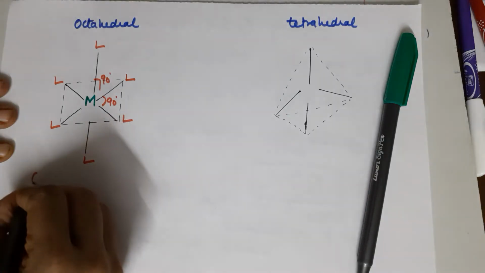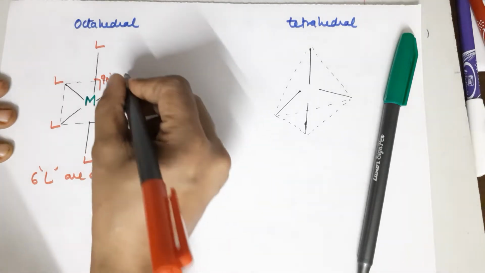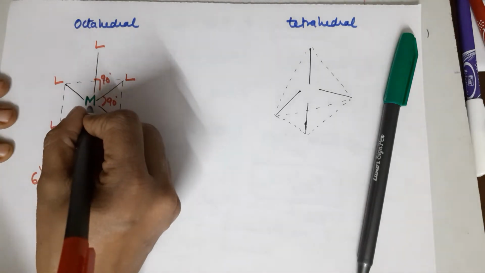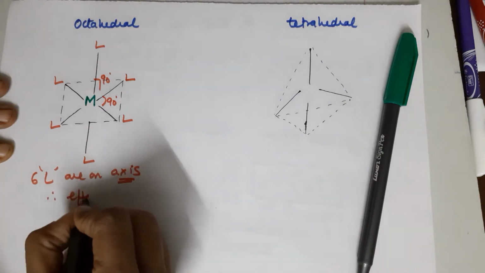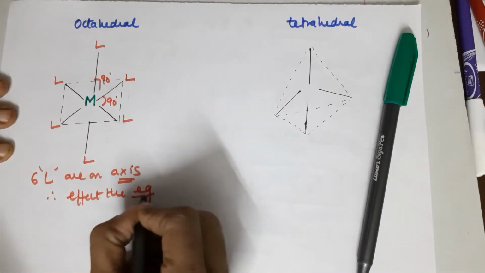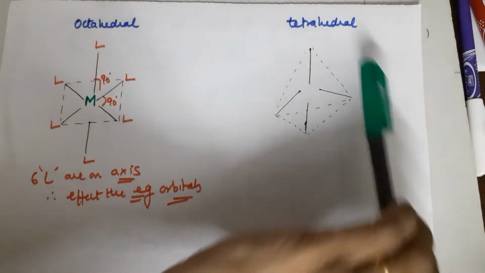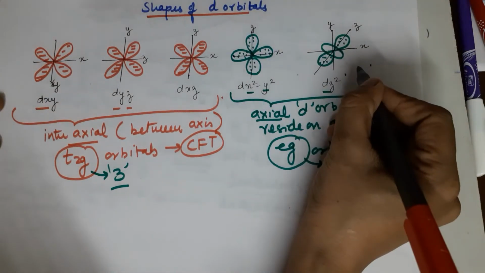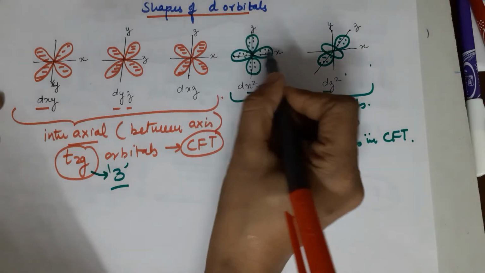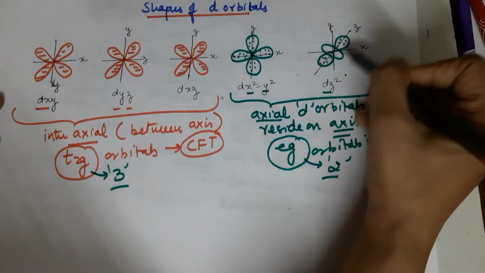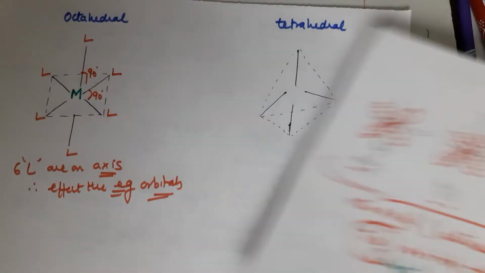That means these 6 ligands are on axis, which means these 6 ligands will approach the metal from the axis. Since they are on axis, they will affect the Eg orbitals, and the reason is that your Eg orbitals, as you can see, are also on the axis. So when the ligand approaches the octahedral geometry, 2 ligands approach on the x-axis, 2 approach on the y-axis, 2 approach on the z-axis, and these orbitals get affected.